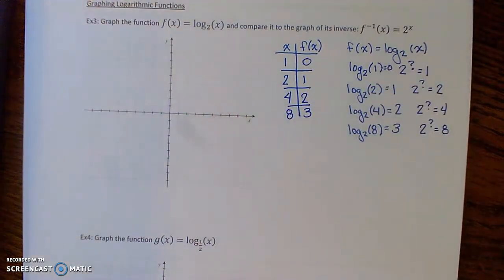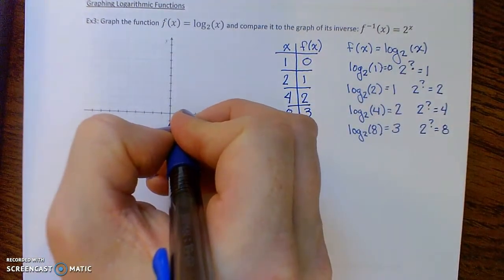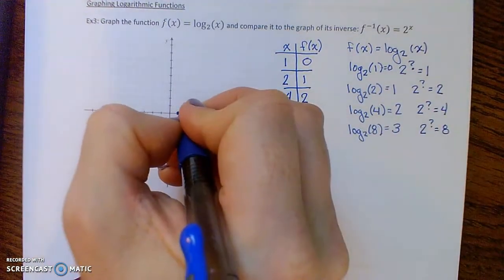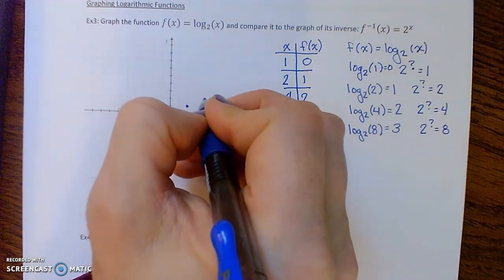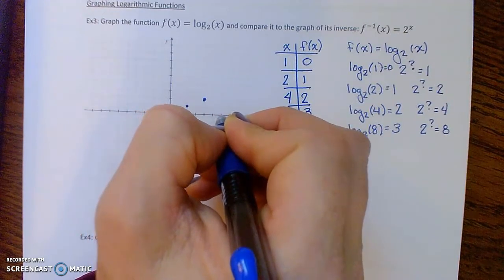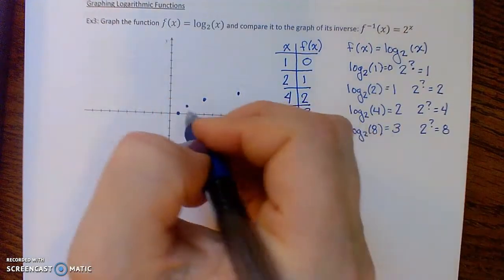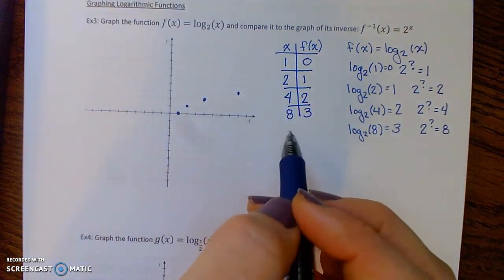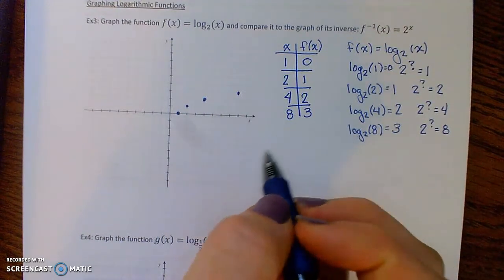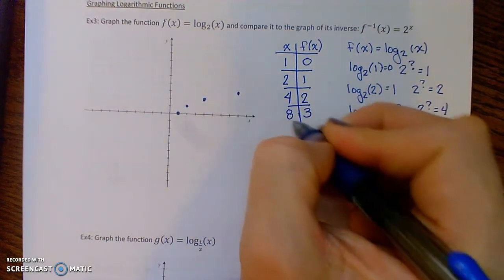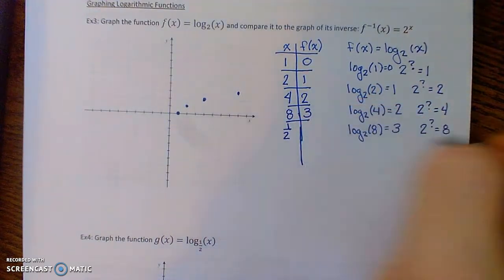Let's go ahead and plot these values. 1, 0; 2, 1; 4, 2; 8, 3. All right, now let's see if we can plug in more. I don't want to plug in any negative numbers because 2 to any power would not give you something negative. But let me plug in another power of 2, say 1/2.